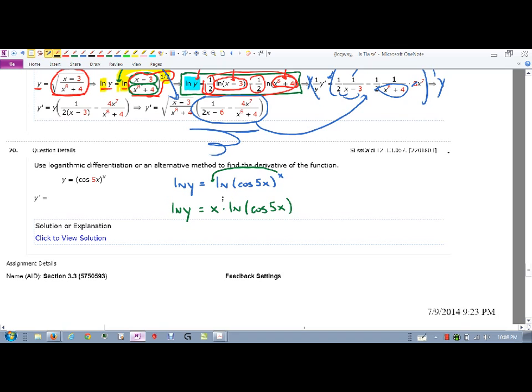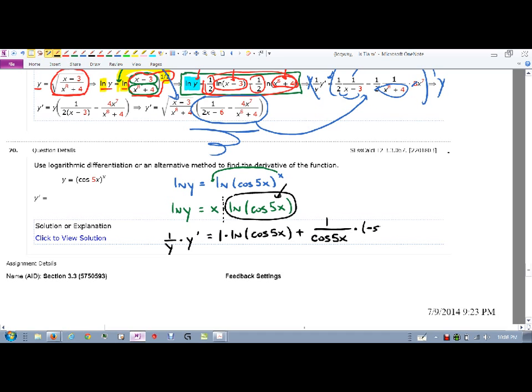I'm going to notice that I have a product rule here. On the left side, the derivative is 1 over y times y prime. This is always going to happen. And on the right side, the derivative of x is 1 times the other one, which is natural log cosine 5x, plus the derivative of this. The derivative of natural log of something is 1 over it times the derivative of what's inside. What's the derivative of that? Well, that's a little chain rule.